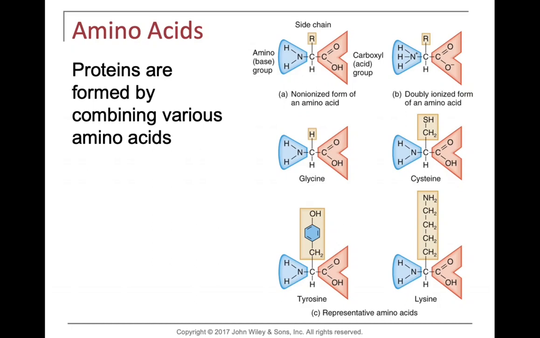Then, if we change the reactant group to this, now we have cysteine. If we change the reactant group to this, lysine, and then if we change it here, we have tyrosine. Each of these amino acids has a different structure, which means they each have a different function.